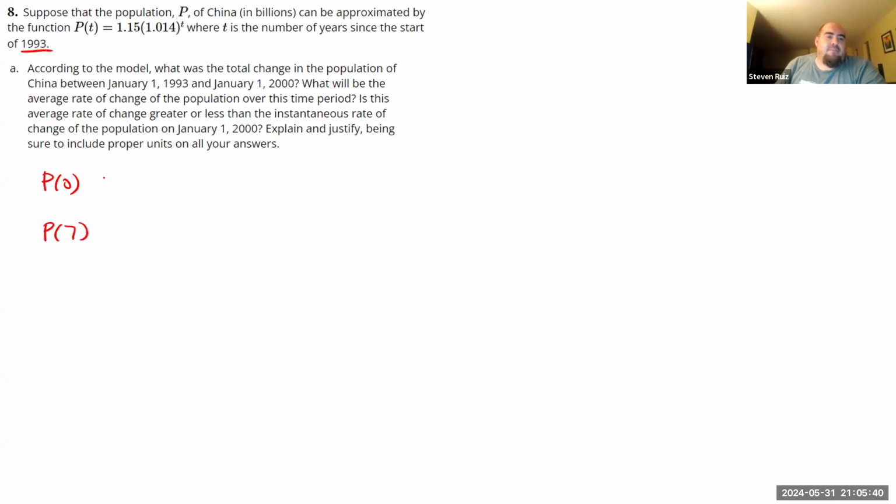So what is P of 0? That's 1.15 times 1.014 to the 0. Any non-zero number raised to the power of 0 is 1. So this comes out to be 1.15 billion.